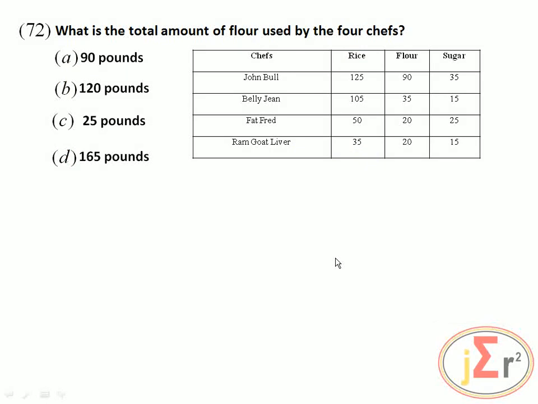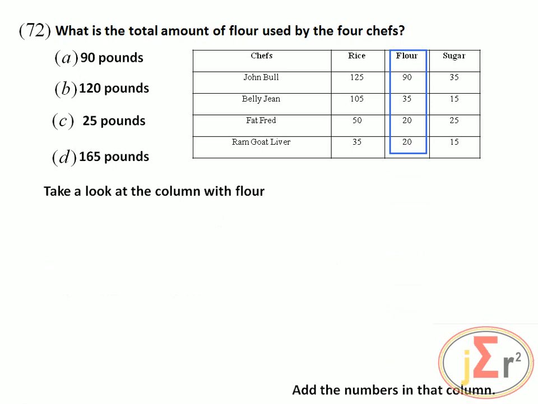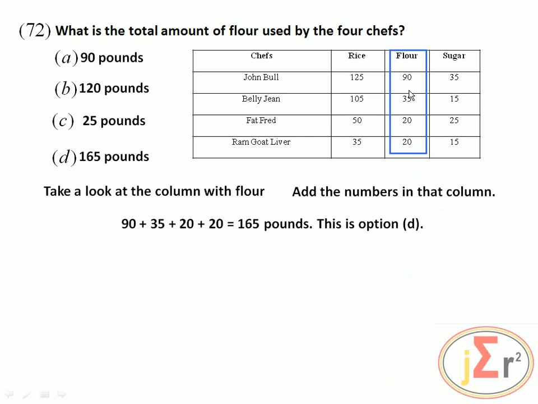What is the total amount of flour used by the 4 chefs? So we're going to look at the column that contains flour. So look at that column and add the numbers in the column. So in there we have 90, 35, 20, then 20. So when we add them together, we get 165 pounds. So this is option D.